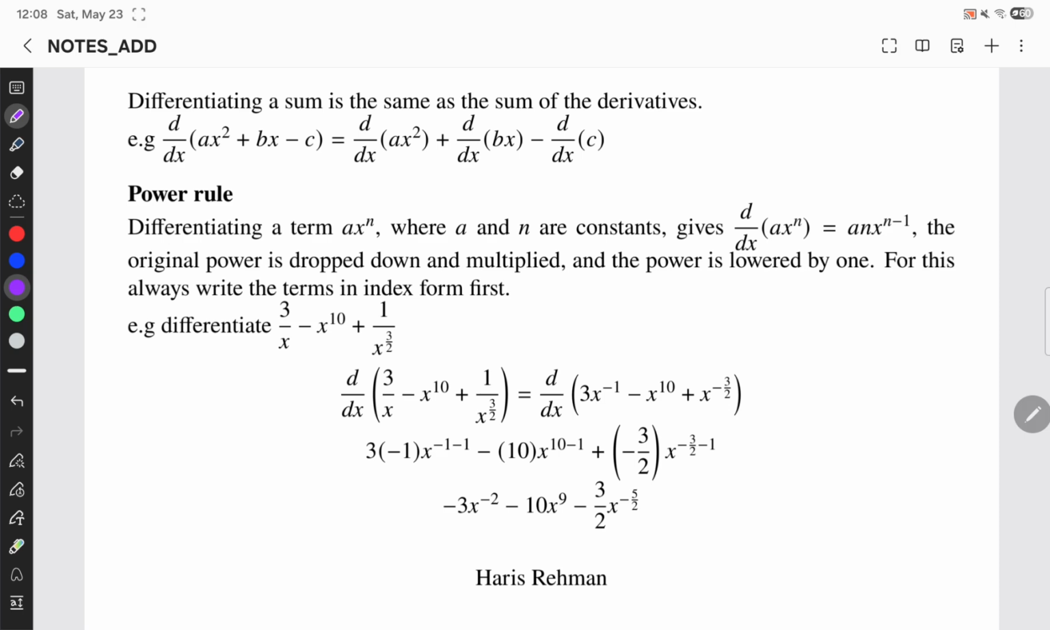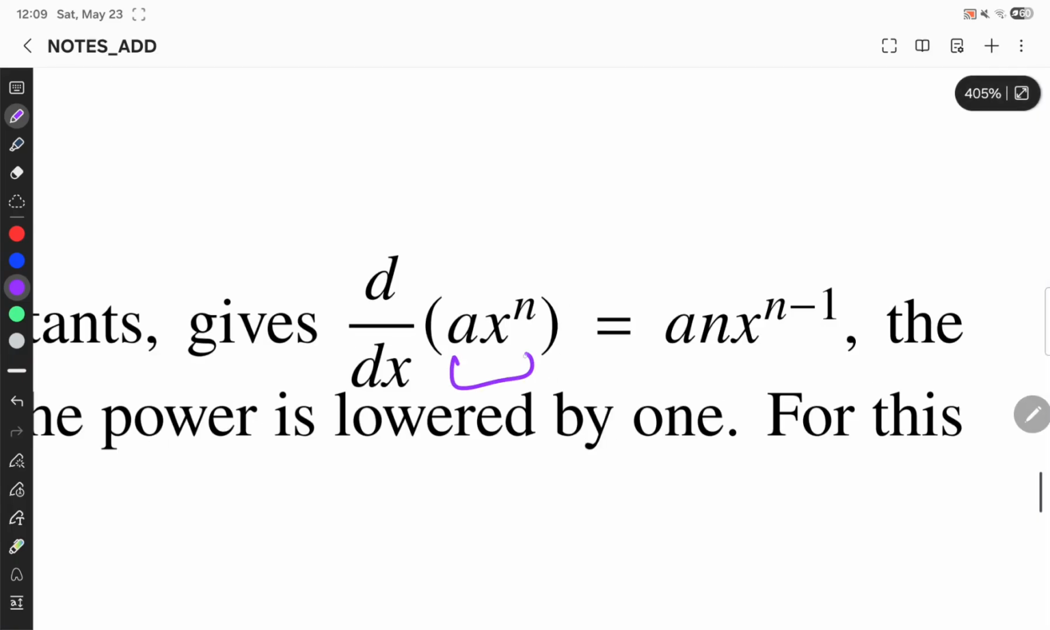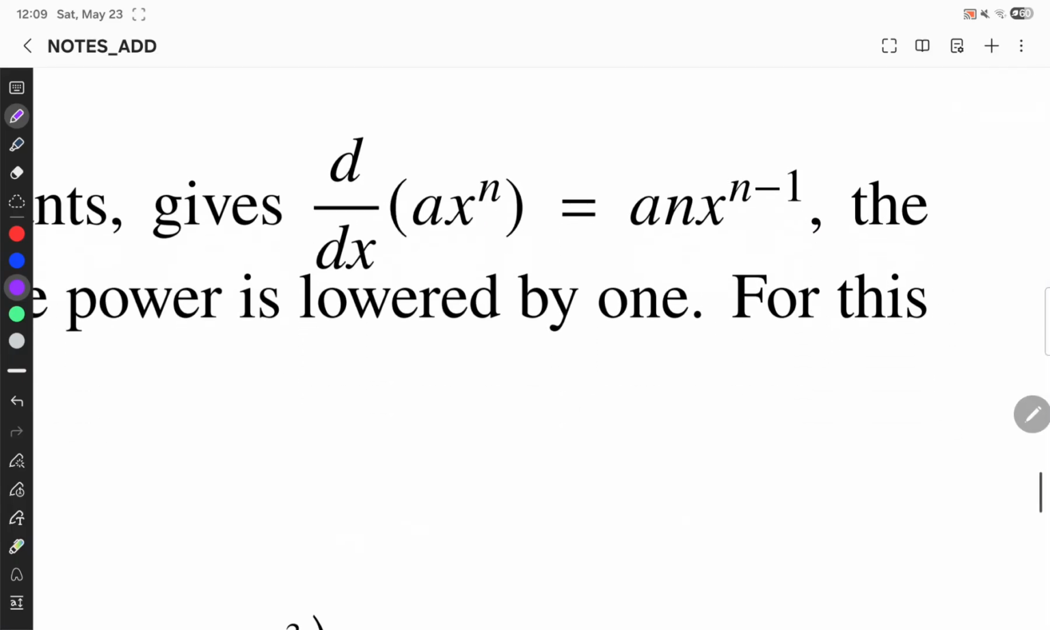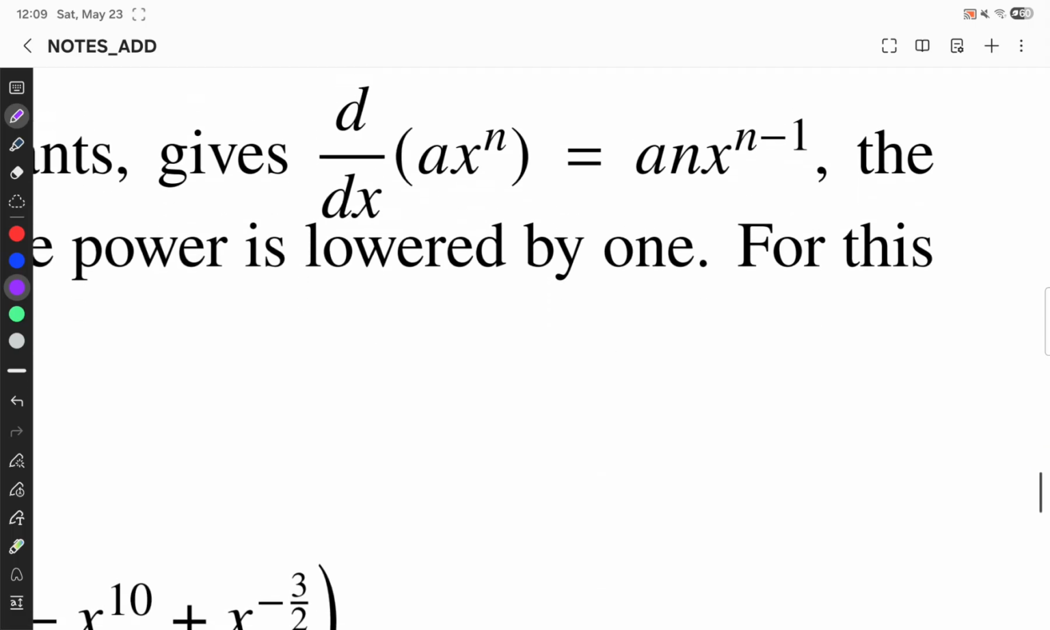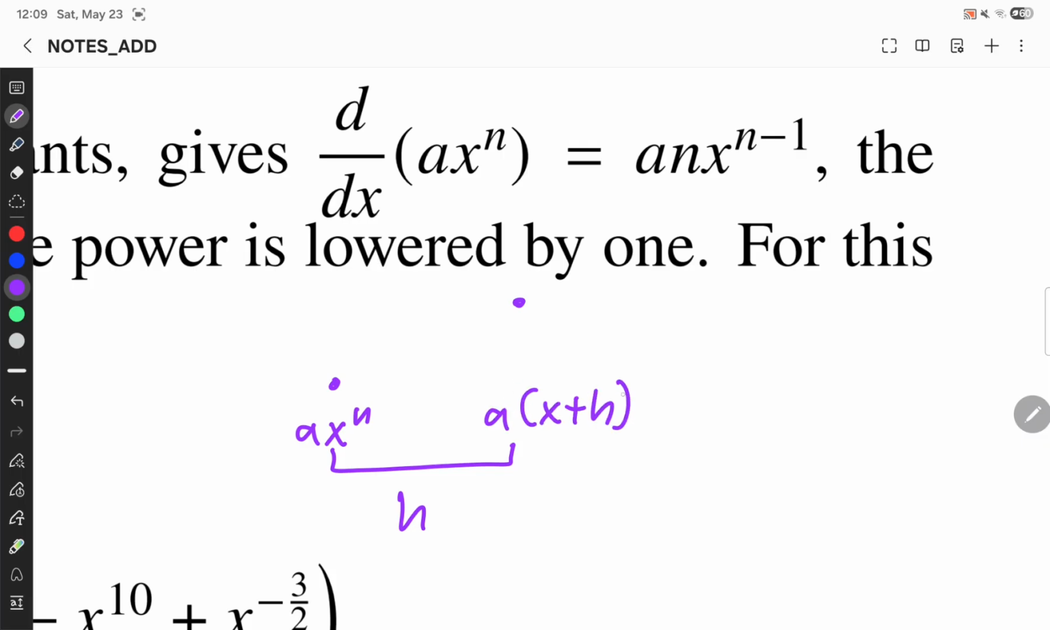Power rule. Differentiating a term ax to the n, where a and n are constants, yields this derivative. Why does this occur? Let's figure it out. So we have here h, and we have sampled these 2 points. This point here is ax to the n, and this point right here is a times x plus h to the n.